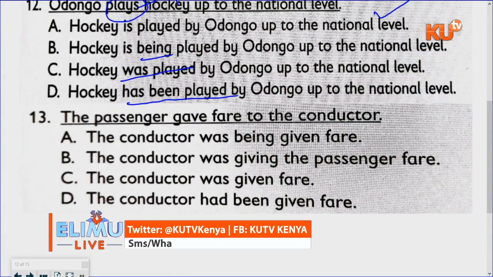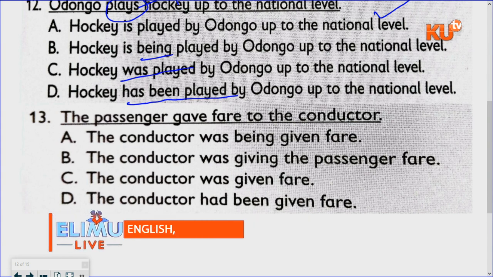The passenger gave fare to the conductor. Right? So it has to change. It is in active, it has to change to passive. So what do we identify first? The passenger there is a subject. The passenger there is our subject of the sentence.